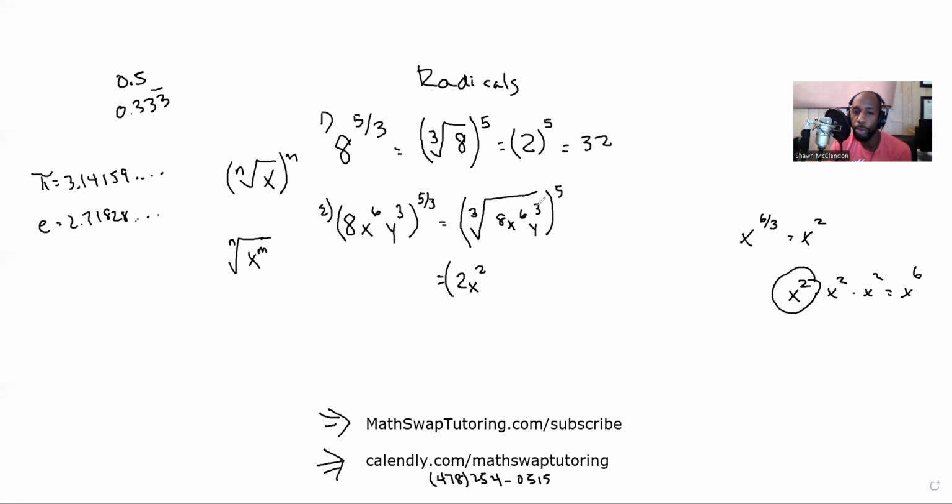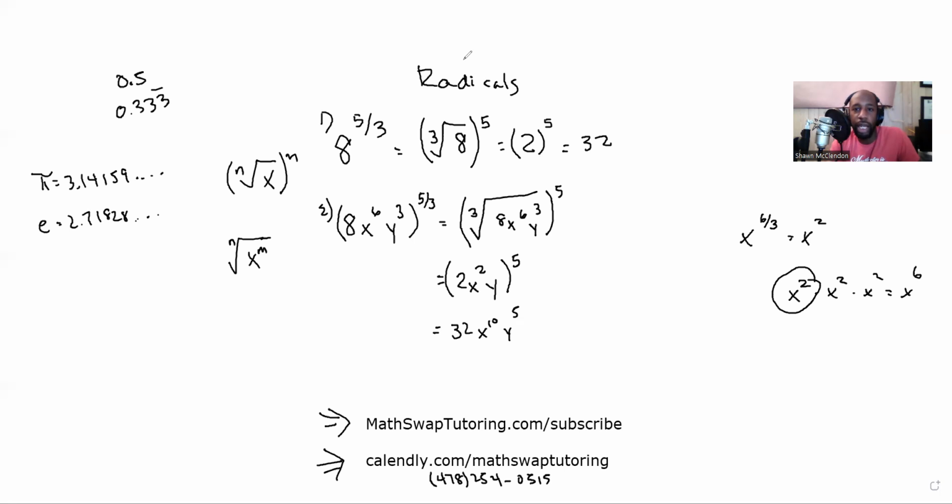And then the cube root of y to the 3rd is just y. Y times y times y gives you y to the 3rd. Okay. And so we've been able to do everything on the inside of there. There's nothing else left underneath. So now we do this to the 5th power. So then 2 to the 5th power is 32. X squared to the 5th power is x to the 10. And then y to the 5th power is y to the 5th power. There you go. Okay, so if you take your time, it's pretty straightforward.